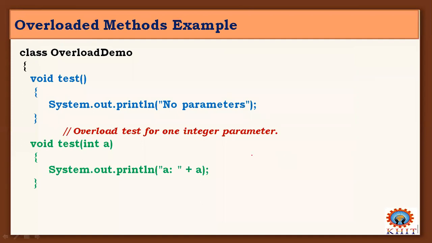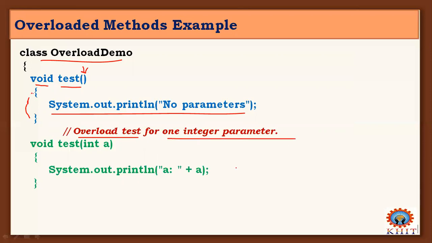Coming to the overload demo. In this class, I have different methods defined sharing the same name. Here test is my method name, the type of this test method is void and the parameter list is empty. Then the scope of this method and the function body contains: this is a method with no parameters. Next, I'm going to overload this test method by taking one integer parameter for the method definition.